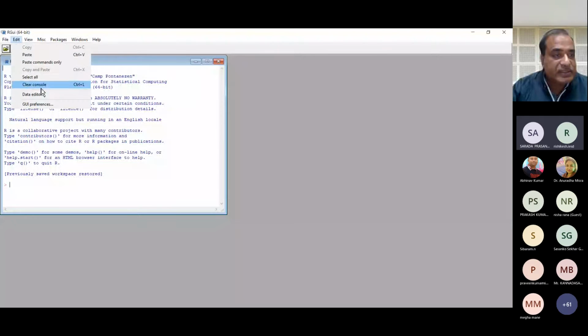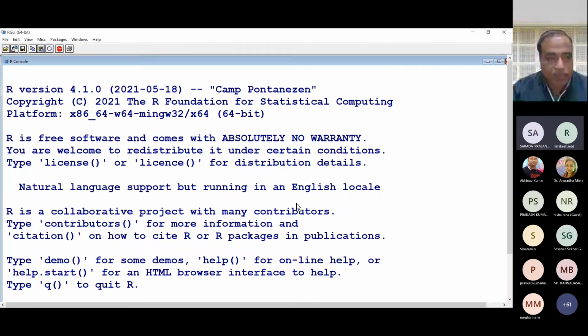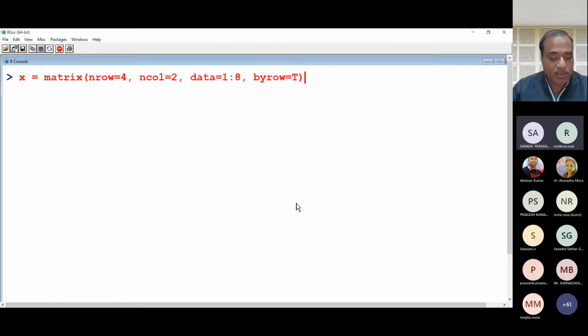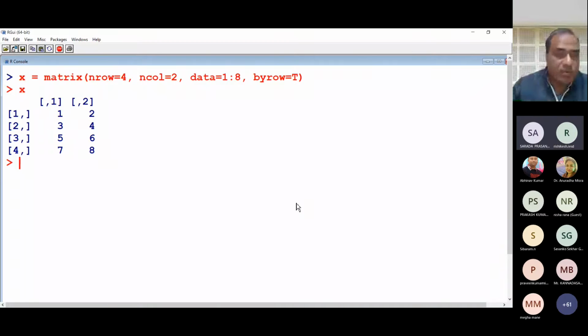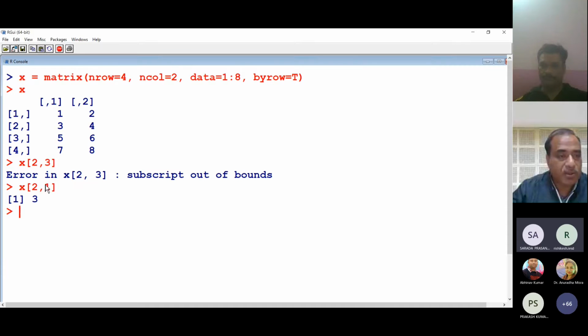Right, so now you can see my R window. I will increase the font size so that you can see it more clearly. If I create this matrix X, now you can see it is like this. And if you want to get any particular value, say X 2,3, you can see it is not giving you anything. Why? Because there are actually only 2 columns. So let me write 2, 1. That is going to give you the value 3.